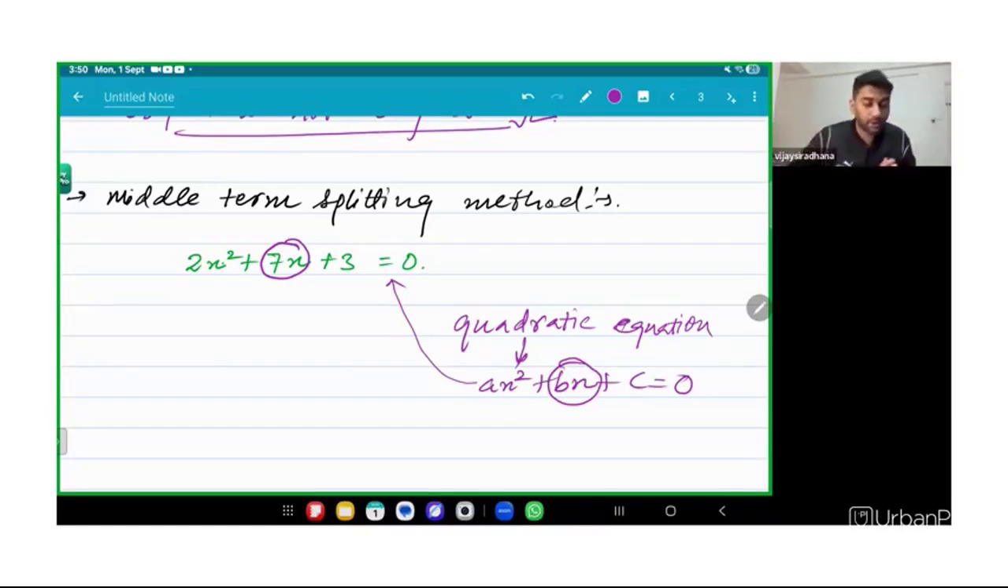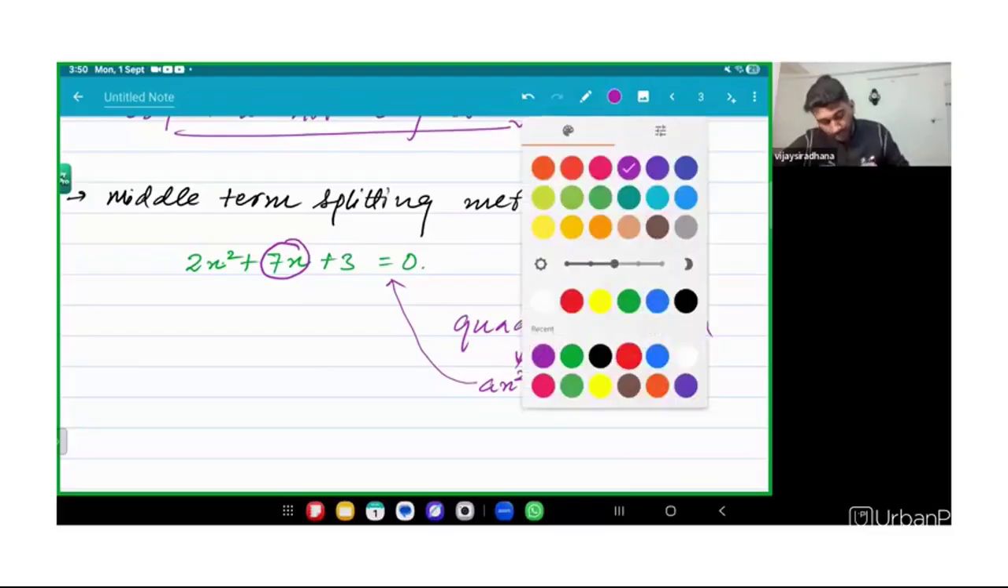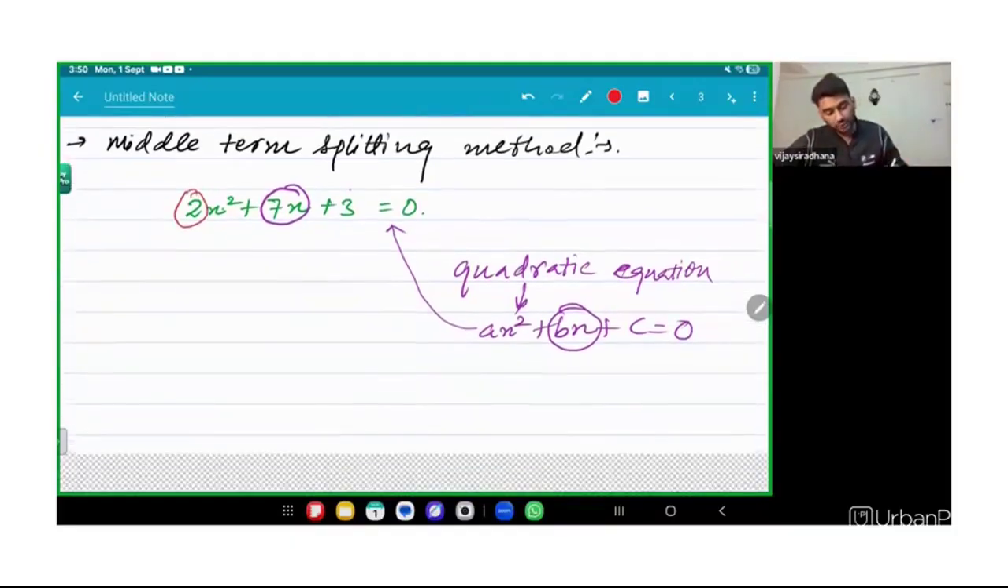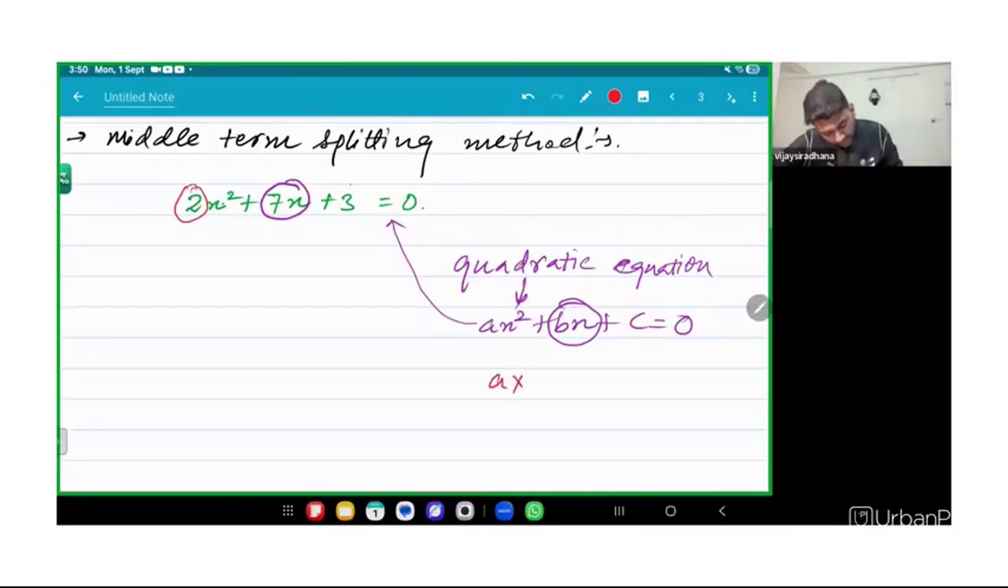Now how are we going to split it? To get this, first of all, we need to multiply the coefficient of x square and the constant. So we need to multiply a into c. So this will be 6. Now we need to check what the factors of 6 will be. We need to check all the pairs of factors of 6.